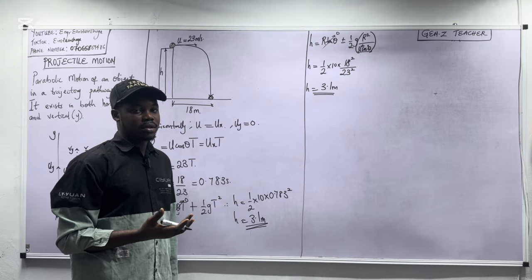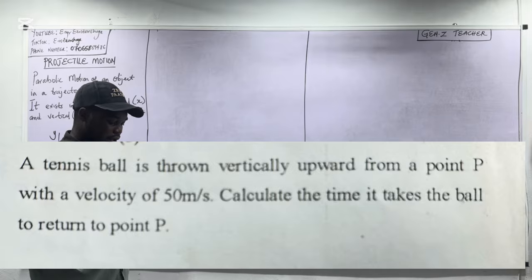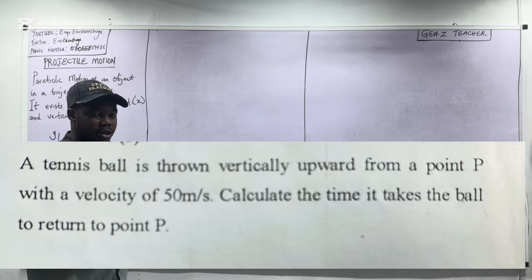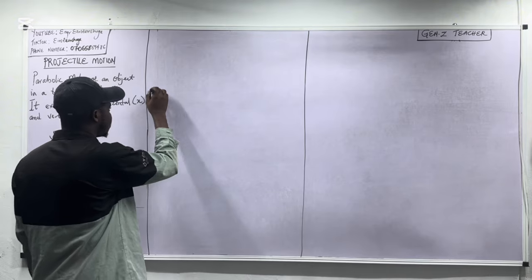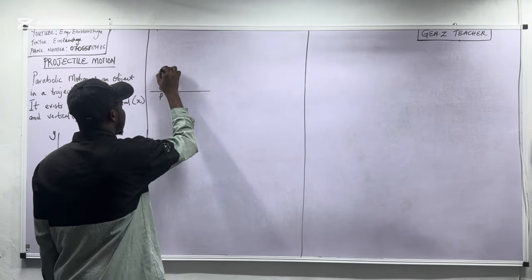You understand that. Okay guys, question number 2 as displayed on the screen. It says, a tennis ball is thrown vertically upward from a point P with a velocity of 50 meters per second. Calculate the time it takes the ball to return to point P. So we have something of this nature, okay? The ball is at point P, shown vertically upward.